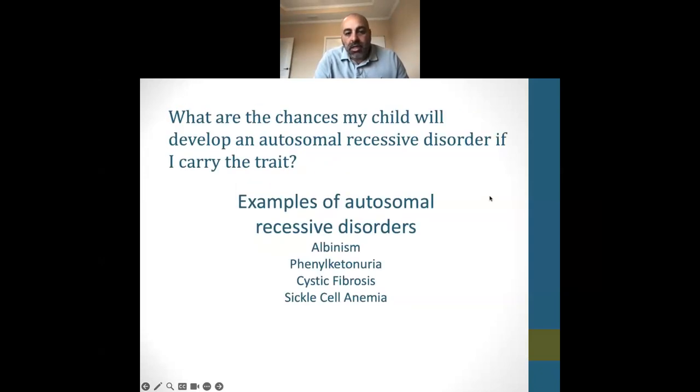So autosomal recessive diseases you tend to see in childhood. So albinism, that's where they're lacking melanin, PKU we talked about, cystic fibrosis we talked about, sickle cell. Typically you see them at a very, very young age. Okay?